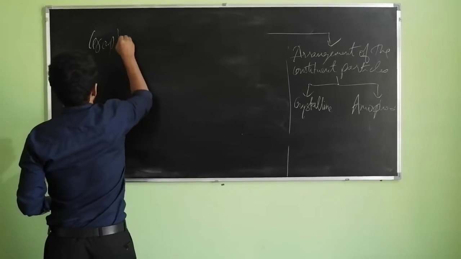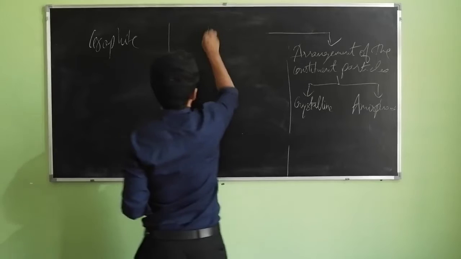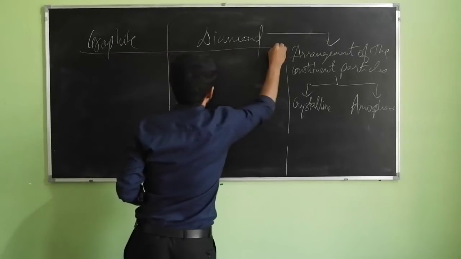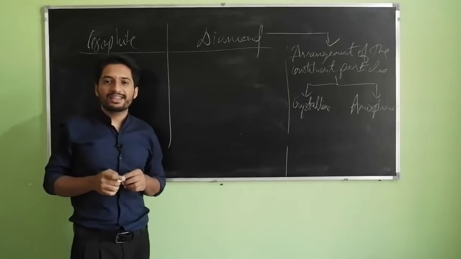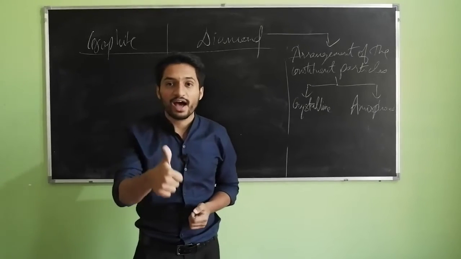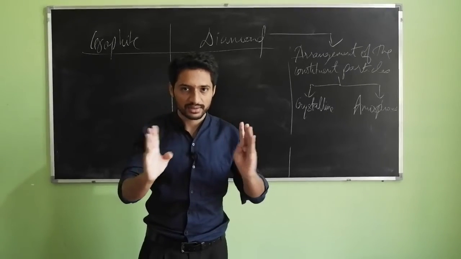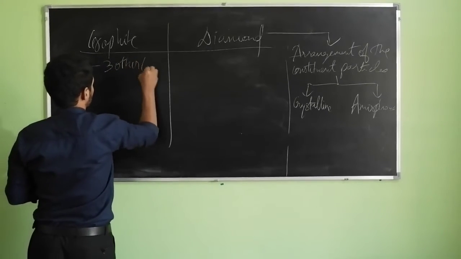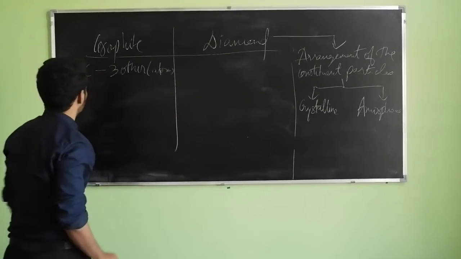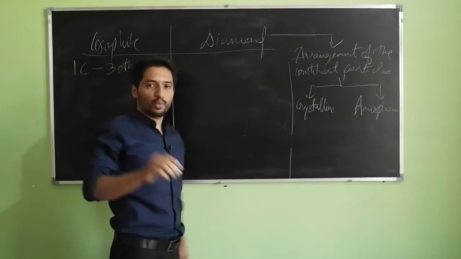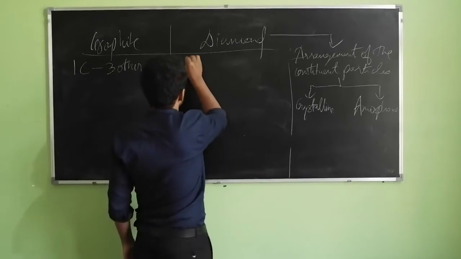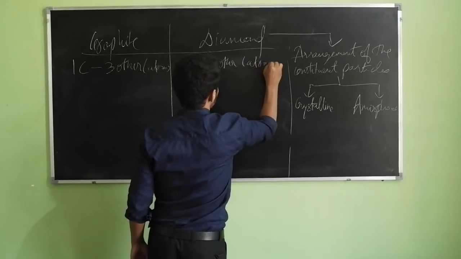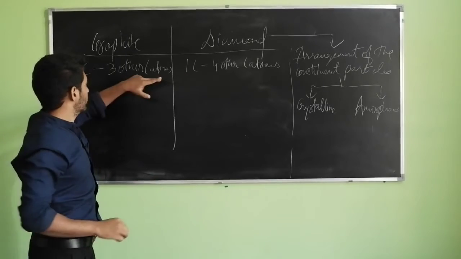We have graphite here, diamond here. In graphite, you have to remember, one carbon atom is attached to 3 other carbon atoms. Remember this. In diamond, what we have is one carbon attached to 4 other carbon atoms. One carbon attached to 4 other carbon atoms. So this is how it happens.